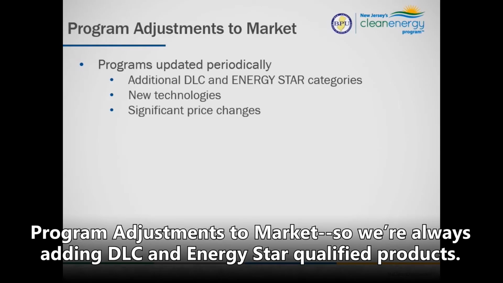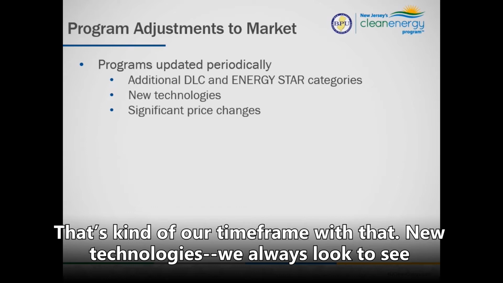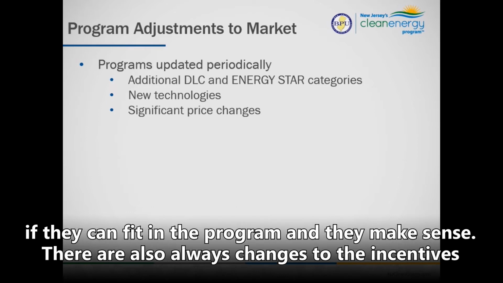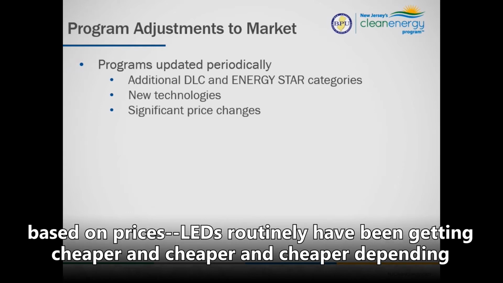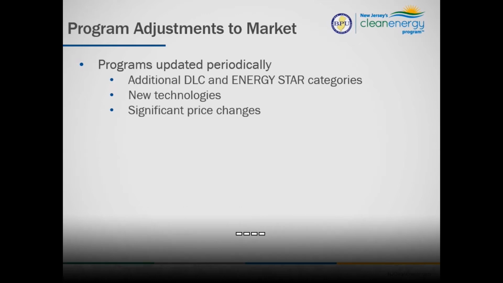Program adjustments to market. So we are always adding DLC and Energy Star qualified products. As those groups add a certain category of LED fixture, we always try to add that, at least once a year. So that's kind of our time frame with that. New technologies, we always look to see if they can fit in the program and they make sense. And then there are always changes to the incentives based on prices. LEDs have routinely been getting cheaper and cheaper and cheaper depending upon the category we're talking about. So the incentives have to be adjusted accordingly.